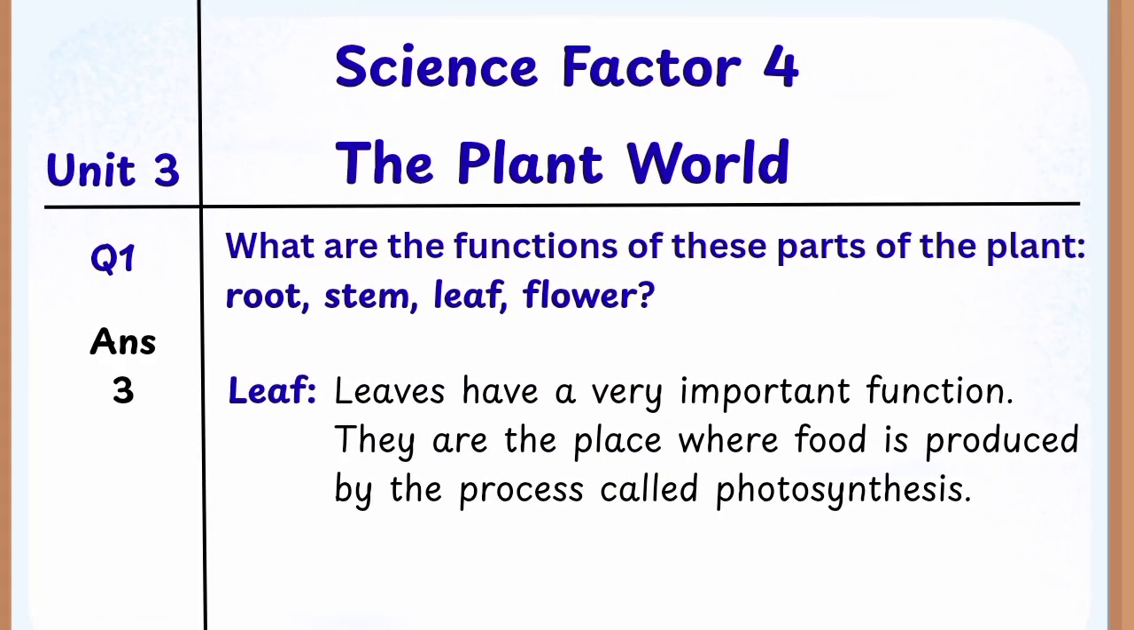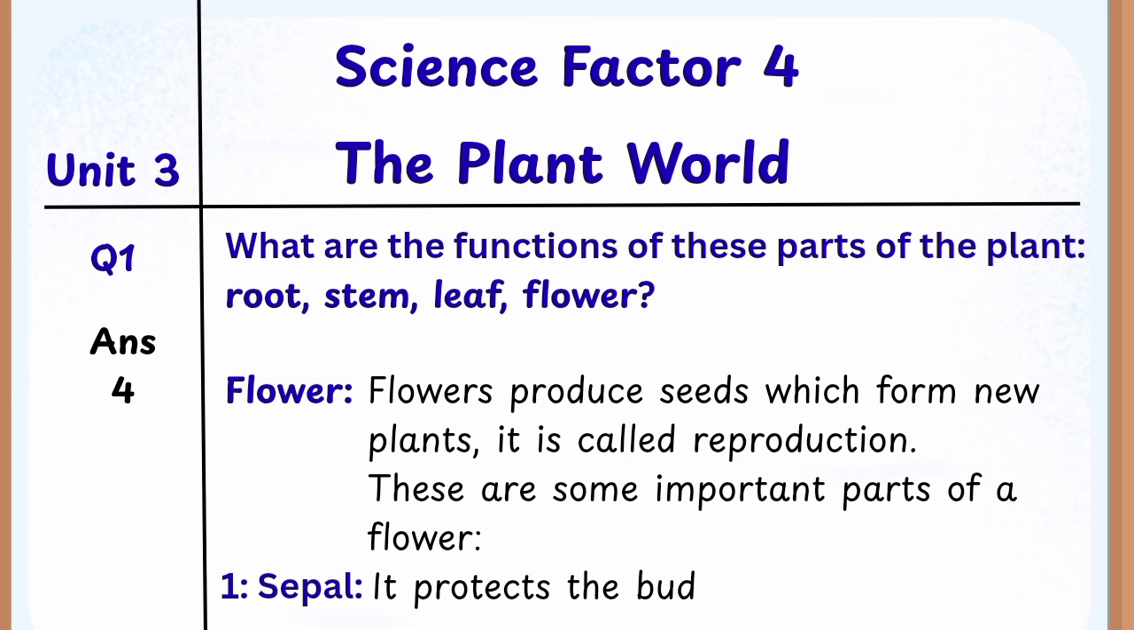At number 3 is the function of leaf. Leaves have a very important function. They are the place where food is produced by the process called photosynthesis. And number 4 is the function of flower. Flowers produce seeds which form new plants. It is called reproduction. These are some important parts of a flower.